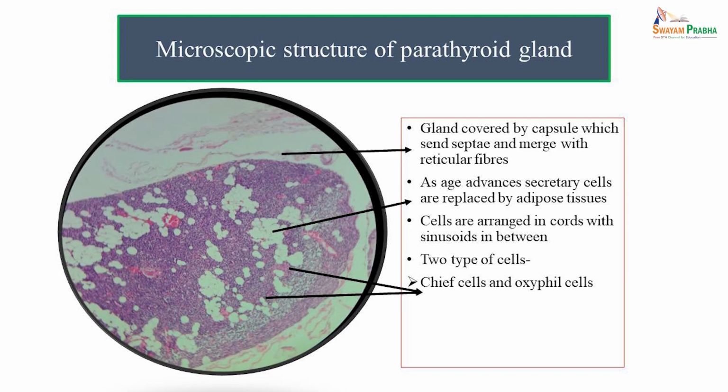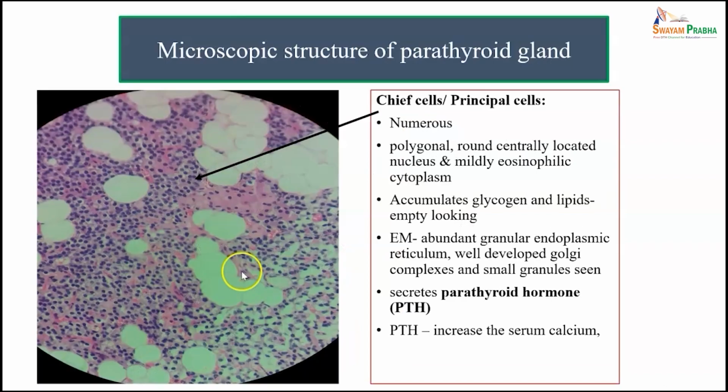Cells are arranged in cords with sinusoids present in between. There are two types of cells, chief cells and oxyphil cells. The chief cells, also called principal cells, are numerous. They are polygonal with a centrally placed round nucleus and mildly eosinophilic cytoplasm. It accumulates glycogen and lipids, hence sometimes giving an empty looking appearance.